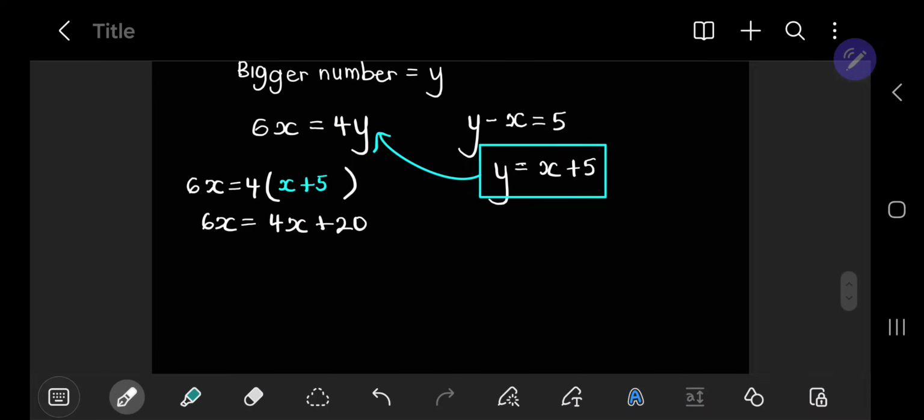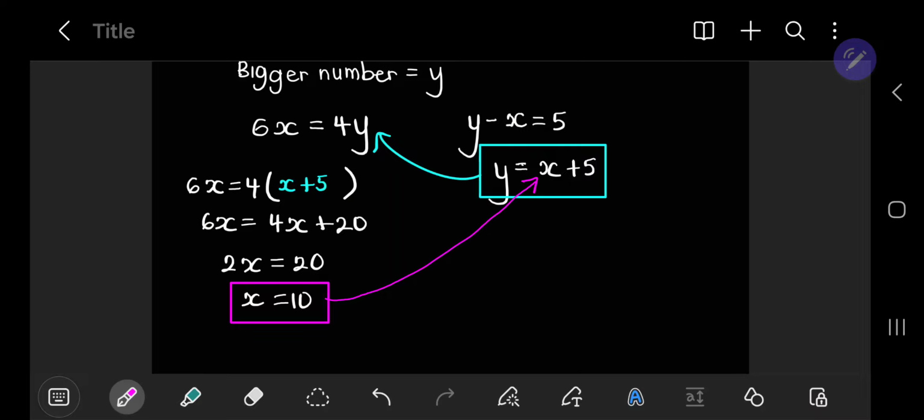Let's take the 4x over to the left. It's going to subtract. We have 2x is equal to 20. And to solve for x, we can divide throughout by 2. So we have x is equal to 10. Now that we know what x is, we can take it and substitute in here to get y. So we've got y is equal to 10 plus 5, and we get y is equal to 15. So that is our values for x and y.